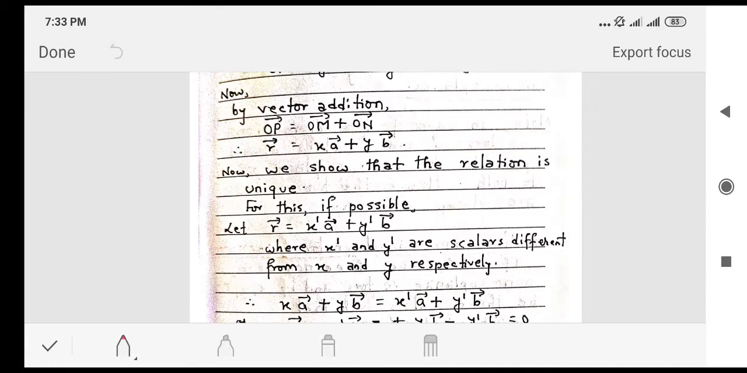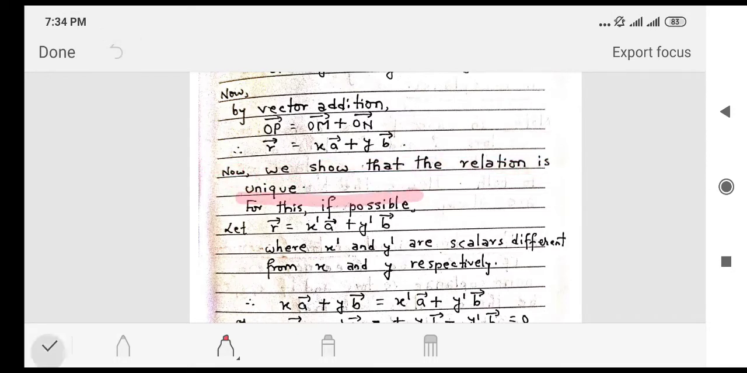Now after this we have to show that the scalars are uniquely expressed. We can express this vector R uniquely, meaning there are no other values of x and y. The values of x and y, whatever we have, are always the same. That is called unique representation of any vector. So let us prove it. For proving that unique representation, let us assume some other scalars different from x and y. Unique means only one relation is possible.